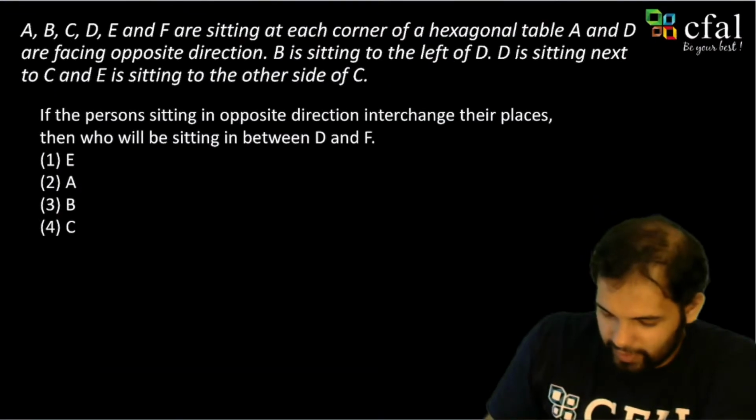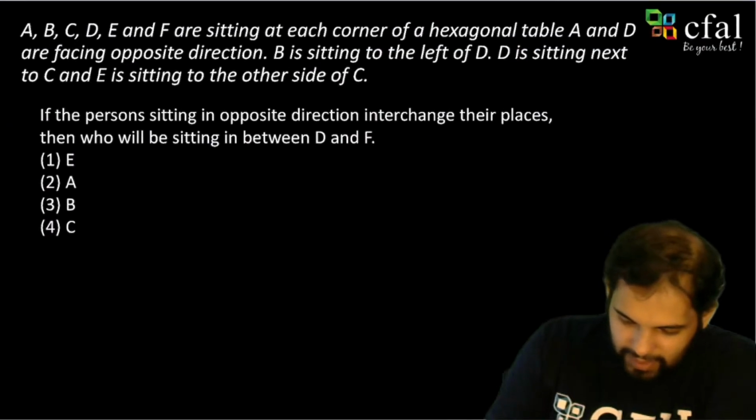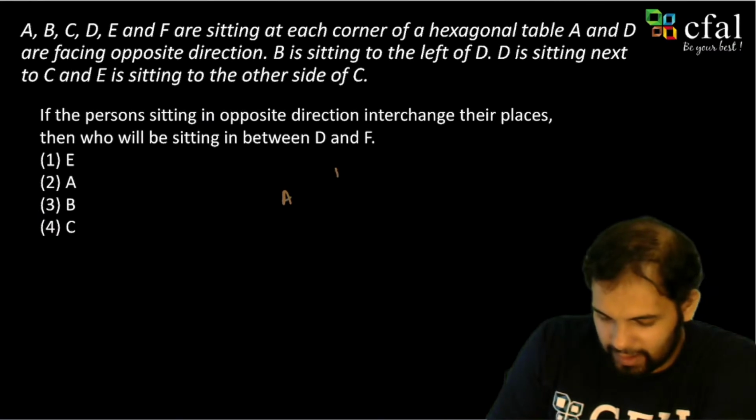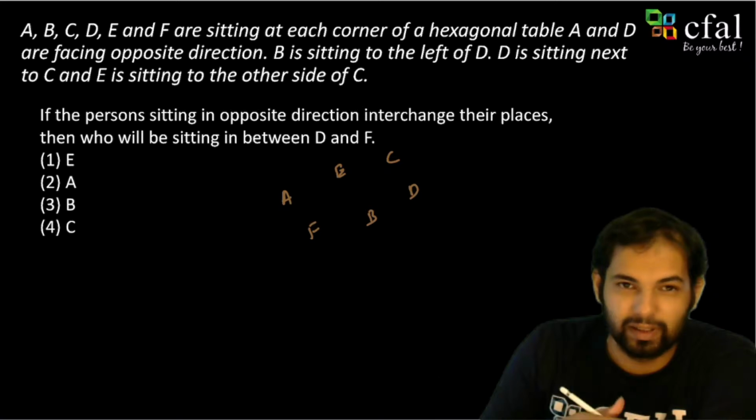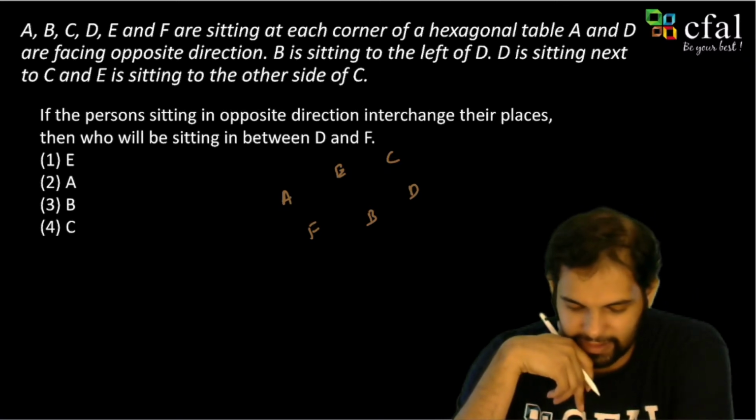Now we already know the pattern, right? A, E, C, D, B, F. Let me just complete it. A, E, C, D, B, F. It's a hexagonal table. I just wrote it down. If the persons sitting in the opposite direction interchange their places, then who will be sitting in between D and F?